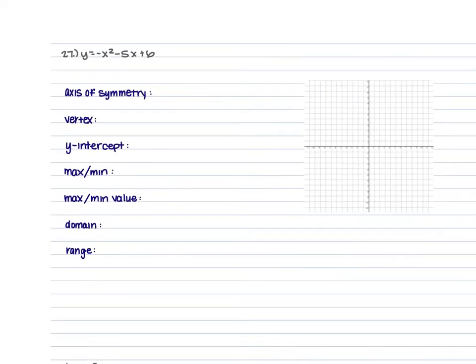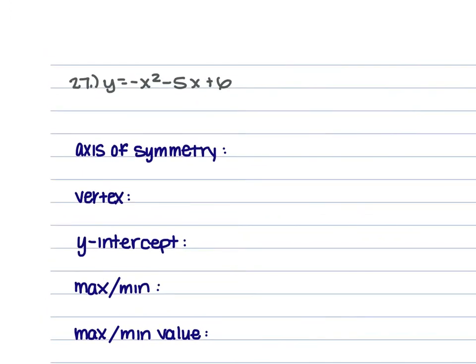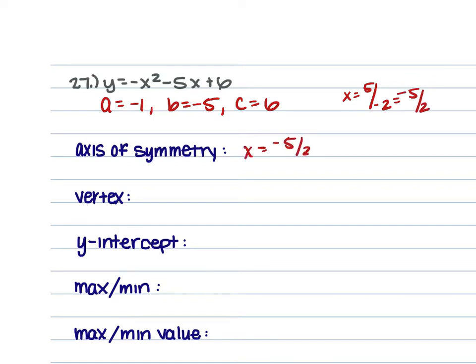For 27, we have y is equal to negative x squared minus 5x plus 6. So our a is negative 1, our b is negative 5, and our c is 6. So x is equal to negative b, so that's a positive 5, over 2 times negative 1, which is negative 5 over 2. X is equal to negative 5 over 2, which is the same thing as negative 2 and 1/2.